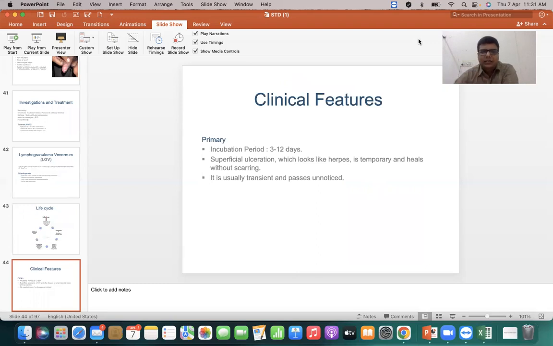So what are the clinical features? The incubation period is 3 to 12 days. There is superficial ulceration which looks like herpes, is temporary, and heals without scarring. It usually passes unnoticed.